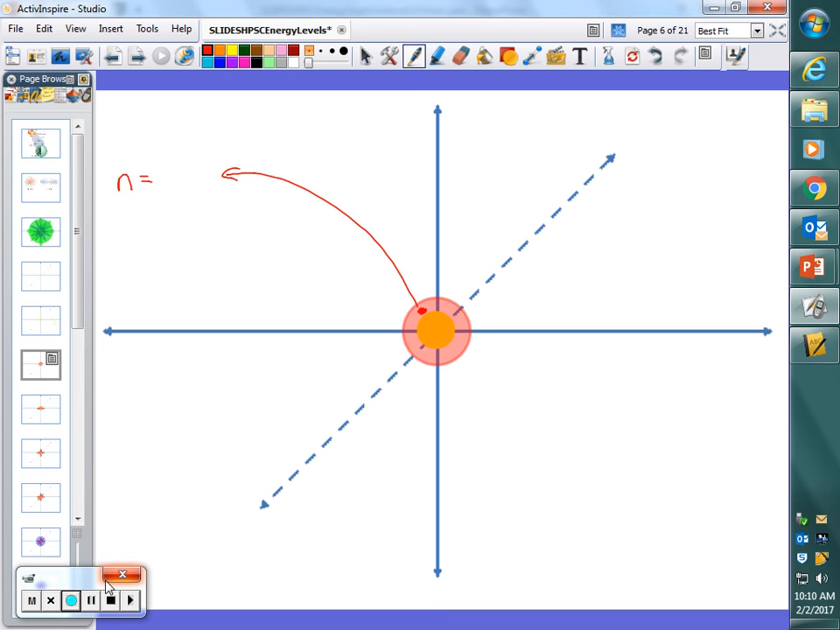So now, this electron, what are we going to do with our principal quantum number? It has to go up. N equals 2. It goes up because we've moved out from the nucleus. So N equals 2.